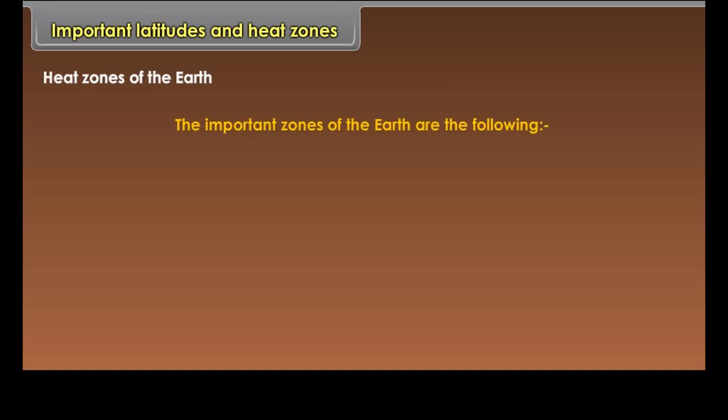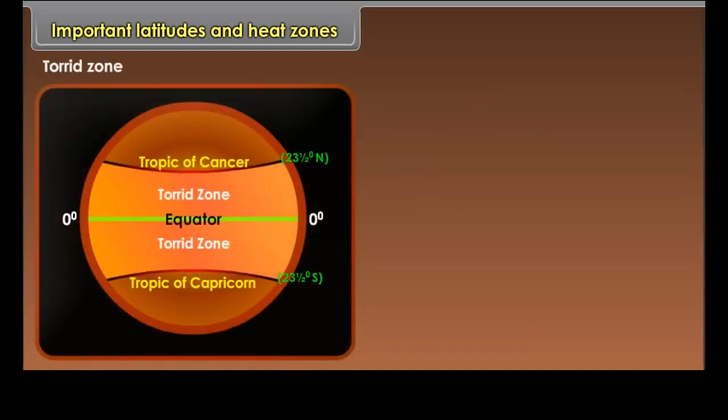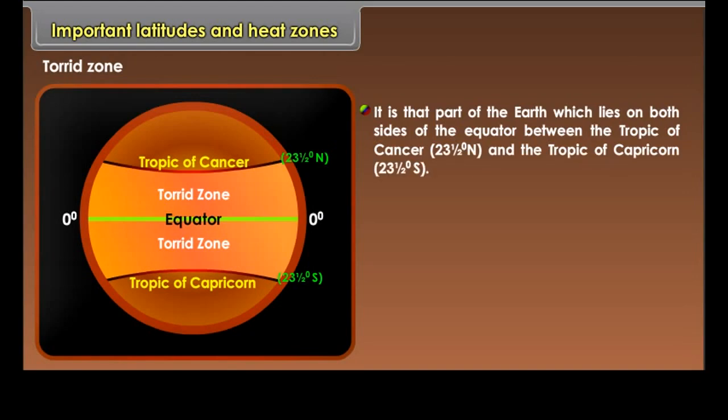The important zones of the Earth are the following: torrid zone, temperate zone, frigid zone. Torrid zone. It is that part of the Earth which lies on both sides of the equator between the Tropic of Cancer, 23.5 degree north, and the Tropic of Capricorn, 23.5 degree south. Torrid zone is the hottest part of the Earth.